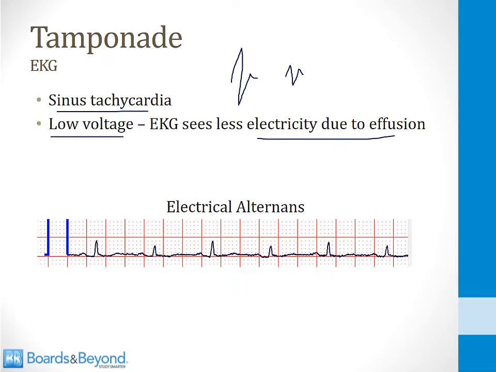That's called low voltage. And then finally, some patients have a heart that is swinging inside the pericardial effusion. They will develop an EKG finding called electrical alternans. This is when some QRS complexes are bigger and others are smaller in an alternating pattern. Basically, the heart is swinging inside the effusion with each heartbeat, and that creates electrical alternans.